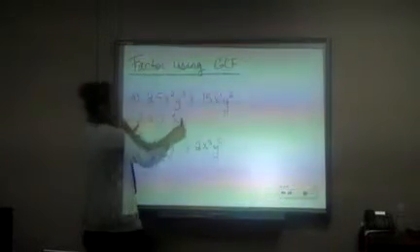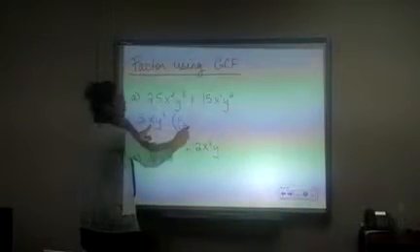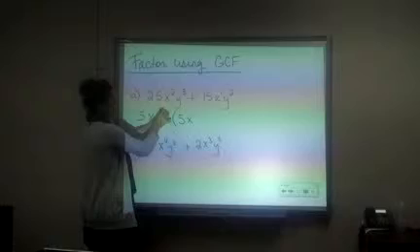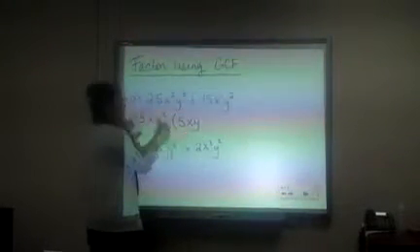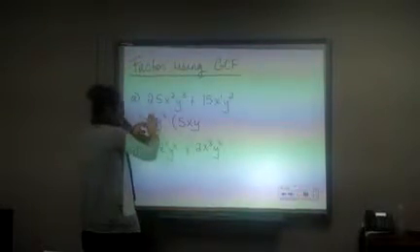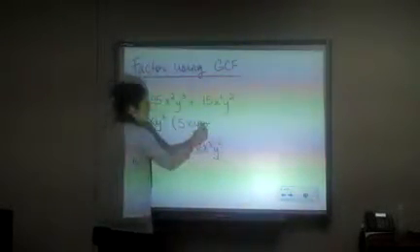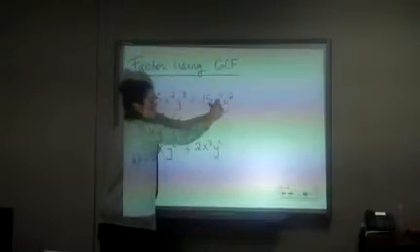So 5 times what will give me 25? 5. X times what will give me x to the power of 2? Another x. Y to the power of 2 times what will give me y to the power of 3? Y. So when I do this term times this term, it gives me that term. Plus, I need to make sure that when I multiply this term times this term, it gives me this one.